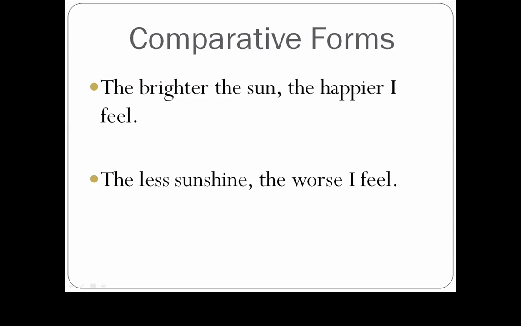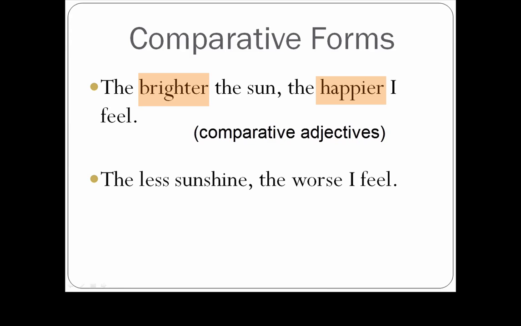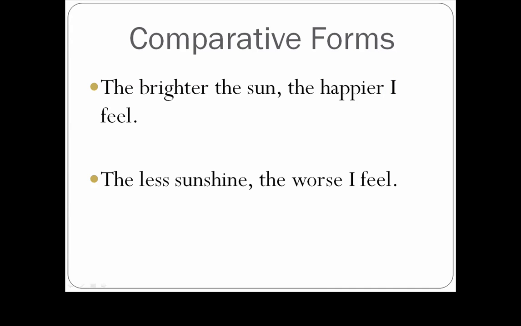I keep using the term comparative forms. Do you understand what I mean? In the sentence, the brighter the sun, the happier I feel, the two comparative words are brighter and happier. They describe things, so they're adjectives. Brighter describes sun, happier describes me. Are those the only kinds of words that have comparative forms?